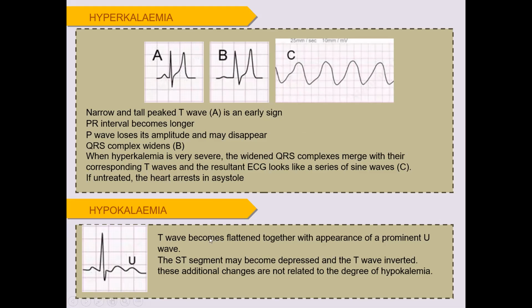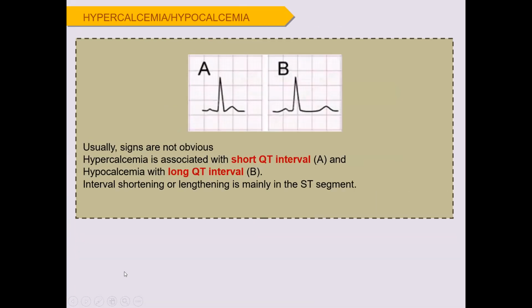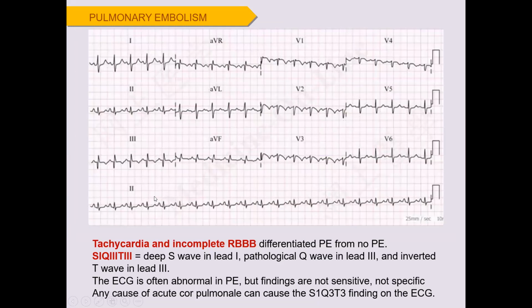For hypokalemia, it is the opposite: the T wave will become flat, the P wave prominent, there will be a prominent U wave, and ST segment depression may occur. And for hypercalcemia, the QT interval will be short, and in hypocalcemia the QT interval will be prolonged.